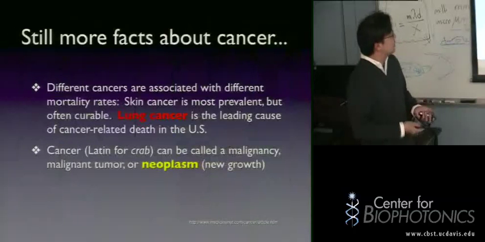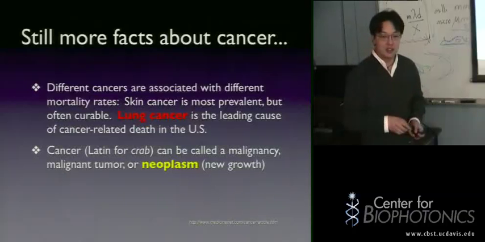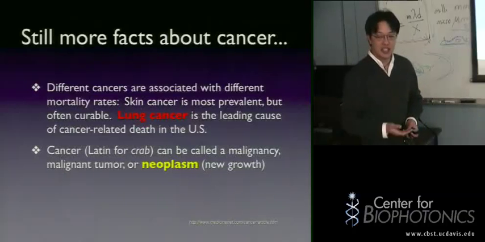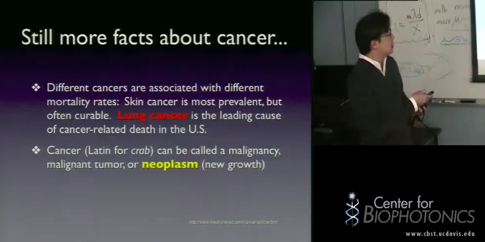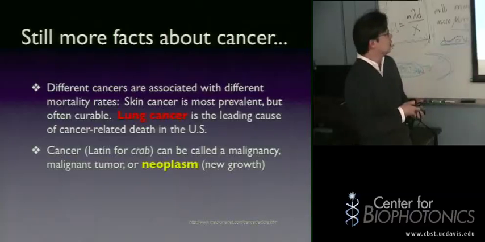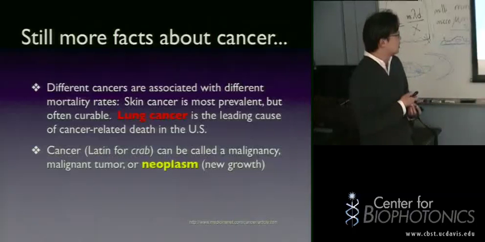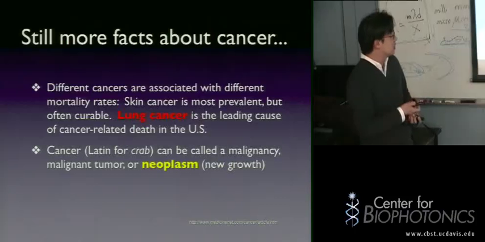Some facts about cancer. Different cancers are associated with different mortality rates. Just because a cancer is very prevalent doesn't mean that everybody dies from it, skin cancer being an example. It actually is the most prevalent form of cancer, but many forms of skin cancer are curable. Lung cancer is actually the leading cause of death in the United States. Cancer is Latin for crab, and can also be called a malignancy or malignant tumor or neoplasm.